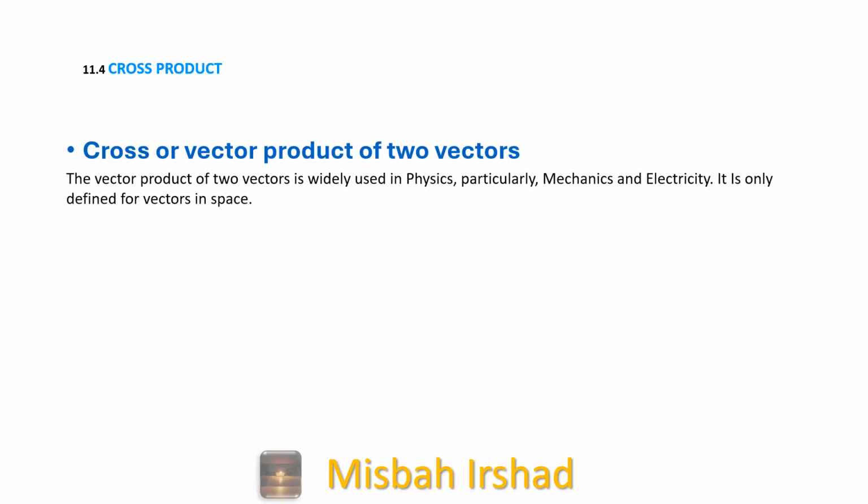Suppose we have two vectors in space, u and v. The dot product tells us how much one vector points in the direction of another. But sometimes we need a vector that is perpendicular to both, like determining the orientation of a surface, calculating torque in physics, or finding normal vectors to planes. This is exactly what the cross product provides.